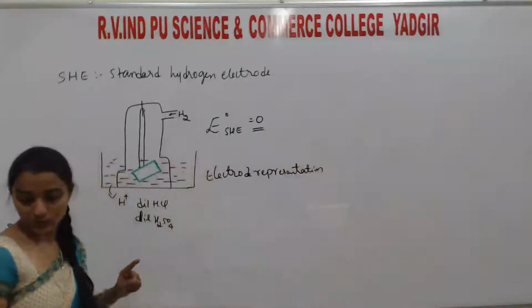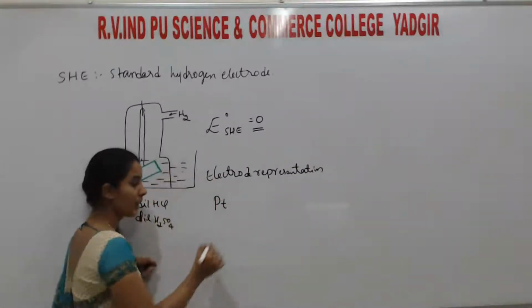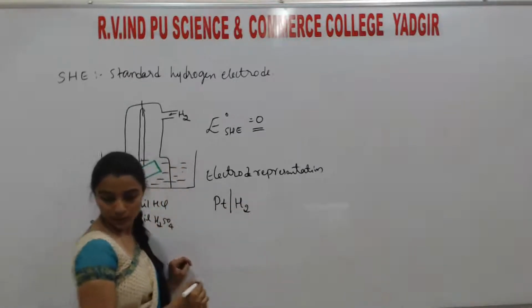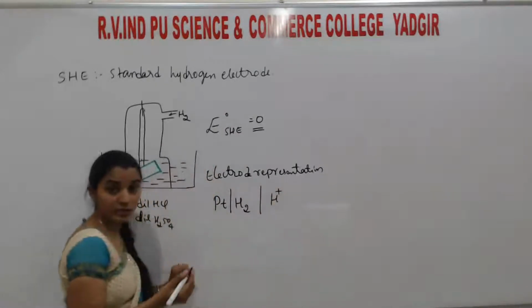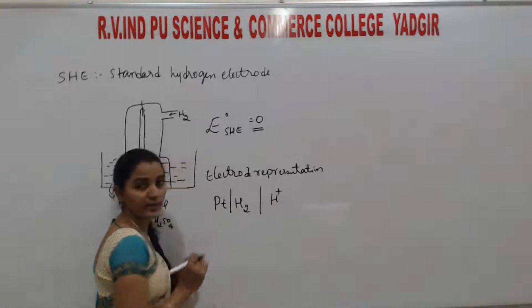Electrode representation. So initially platinum is there. Next H2 is there. H2 converted into what? H plus ion. 3 concentrations are there. Anode or cathode, H2 and H plus ion.